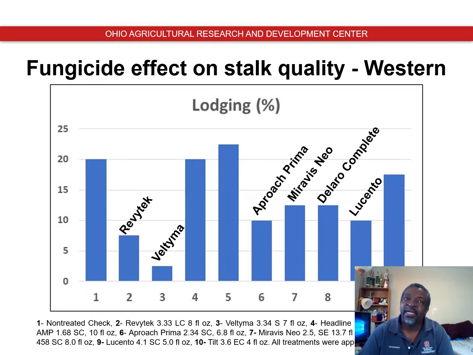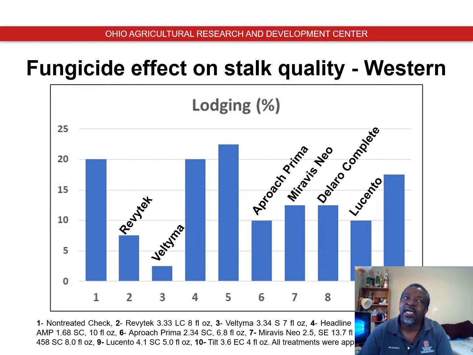And then we compared them with lodging in plots that were treated with the fungicide. The same 6 fungicides that were the most effective in terms of reducing diseases, specifically gray leaf spot, were also effective at reducing lodging. Again, the lower the bar, the more effective the fungicide in terms of lodging. Again, Veltima and Revytek were the most effective, having the lowest levels of lodging, below 6% in this case.